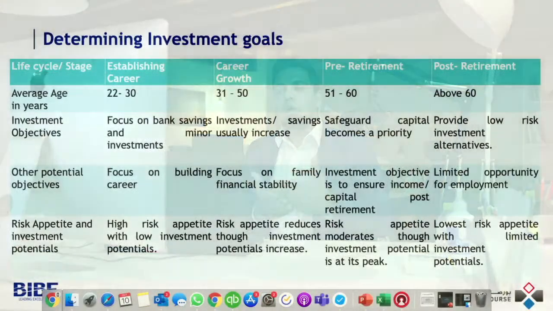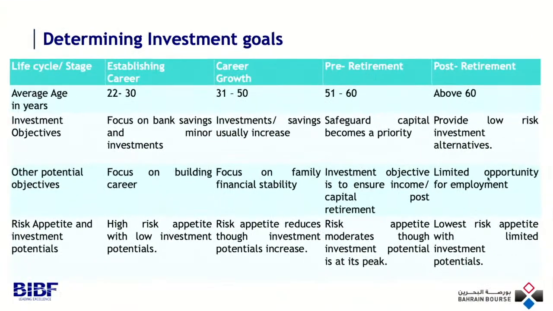So on and so forth, if you look at the other tables, it shows you how a person who's aged between 31 and 50, who's in a career growth stage, thinks, how a person who's between 51 and 60, who's almost reaching retirement, pre-retirement, thinks. What is their investment objective versus what is their risk appetite? Then finally, someone who's above 60.